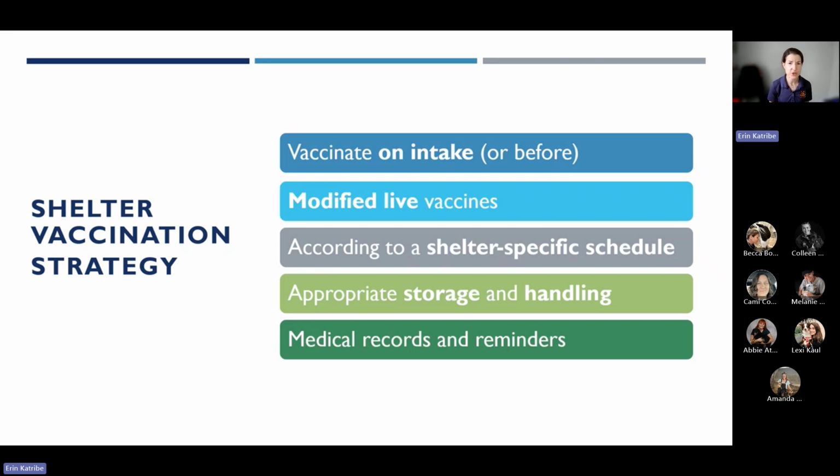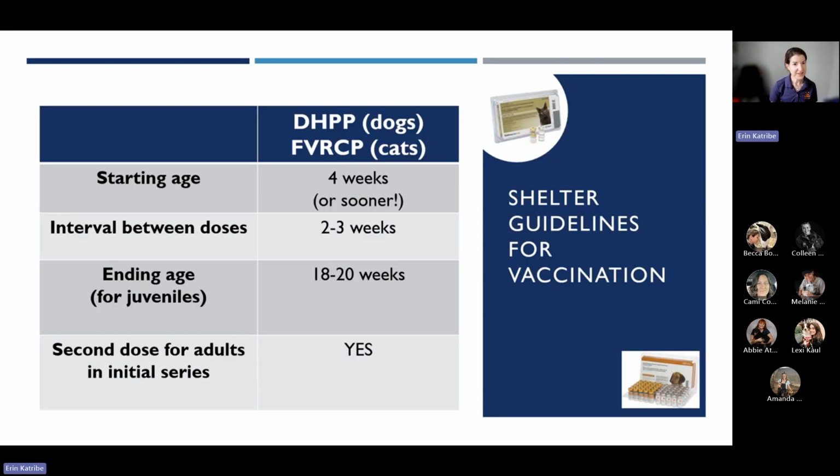We vaccinate according to a shelter specific schedule, which I'll go into more detail on in a second. And we want to make sure that we're storing and handling our vaccines appropriately. If we are not keeping them at the appropriate temperature, if we're not mixing them appropriately, they're going to lose efficacy. And then medical records and reminders. We want to make sure we're using our shelter software to ensure that we're giving those vaccines on that appropriate schedule. And so what is that schedule?